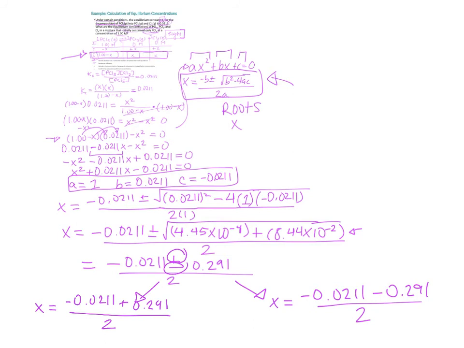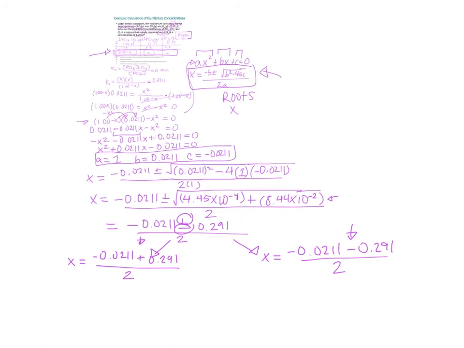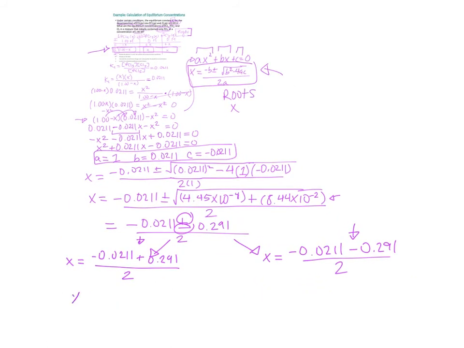Anyway, a positive version and then a negative version. So this is the minus and this one's the plus. So you calculate these both out. For this answer, we get 0.135. For this answer, we get negative 0.156. From here, just know the negative doesn't make sense. That one we never take into account.